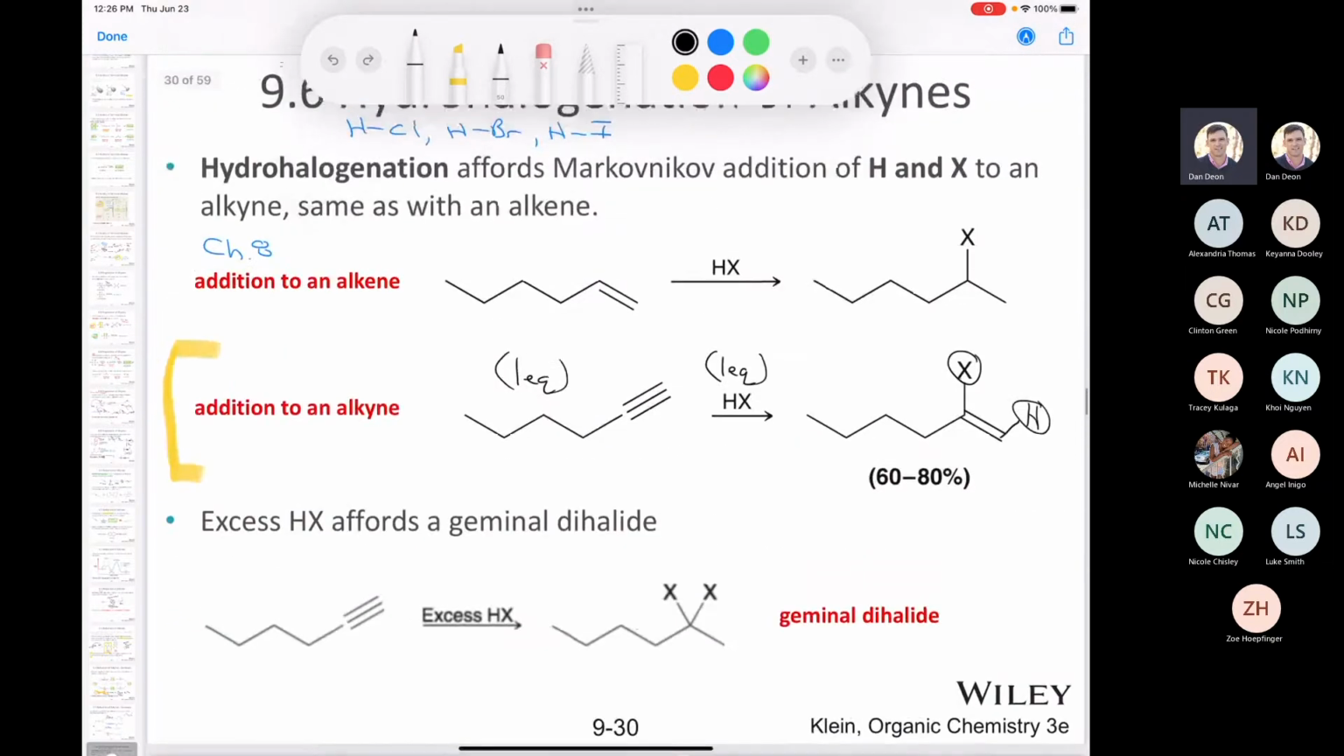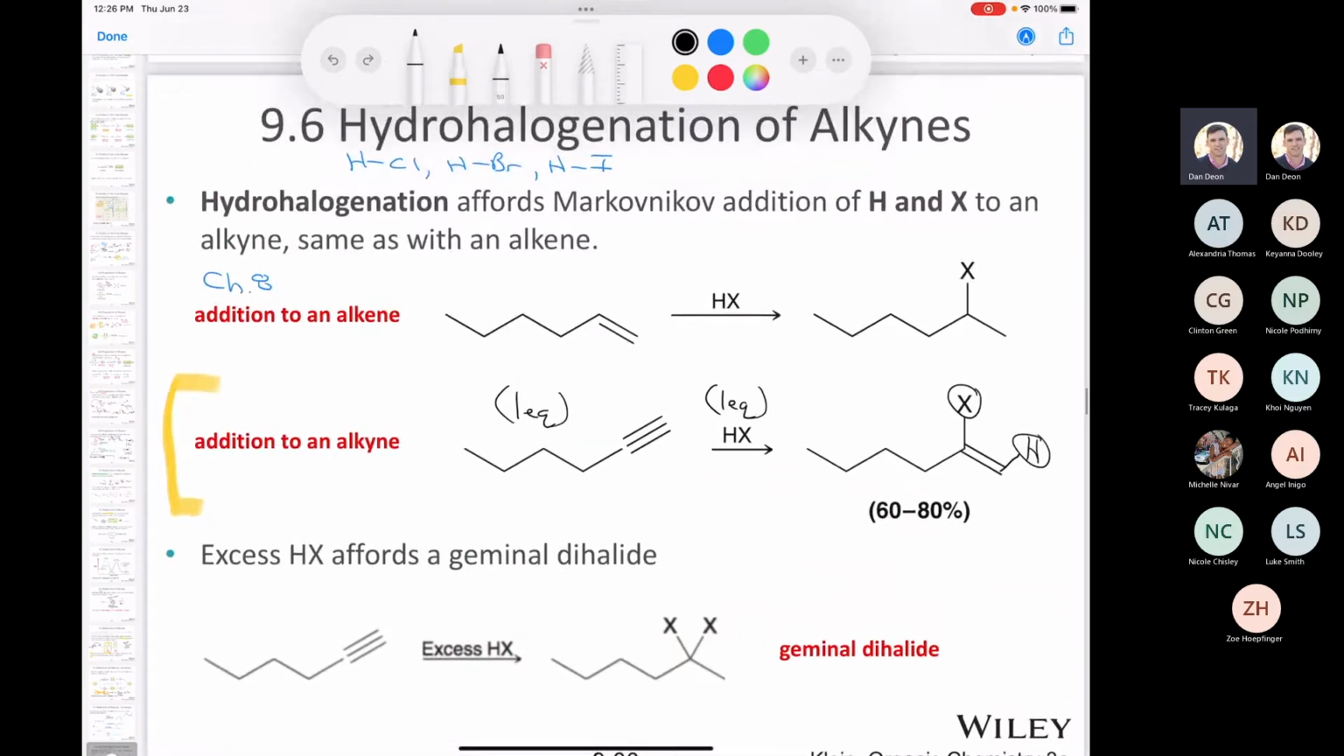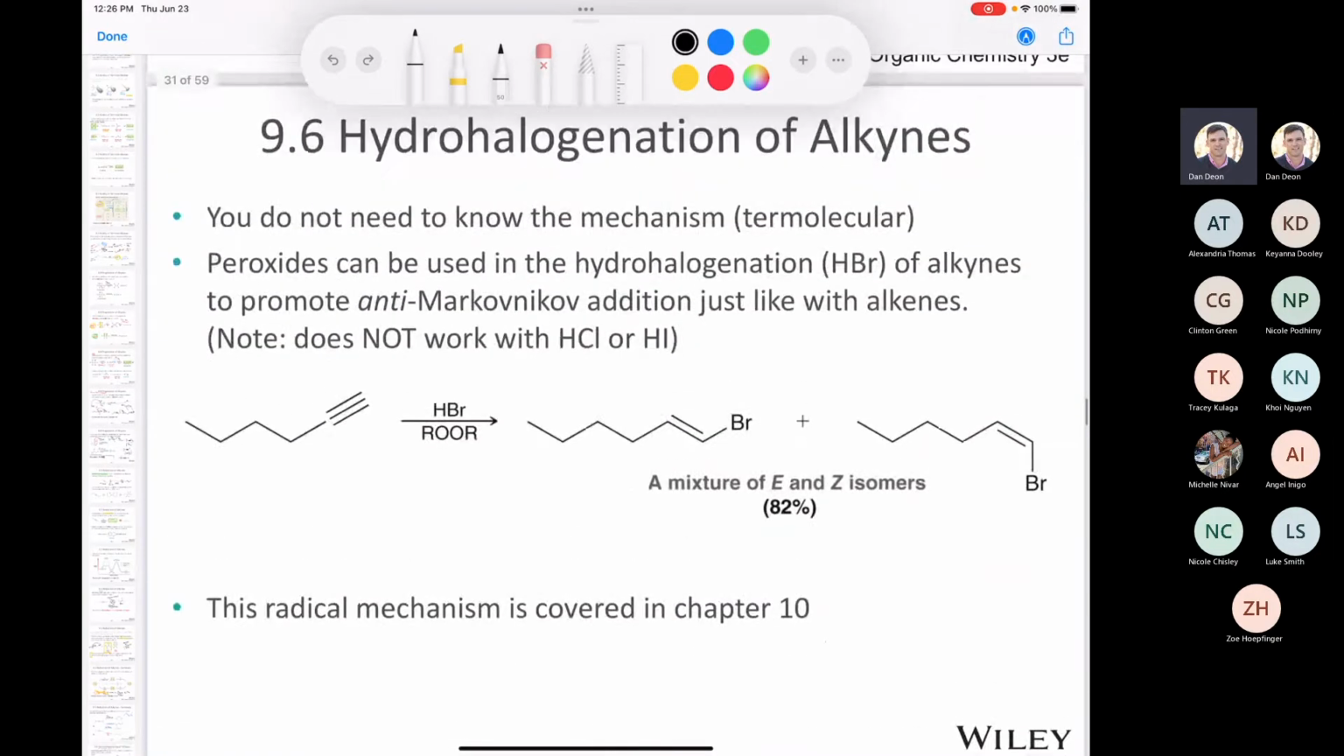You do not need to know the mechanism of these. So basically, I'm not going to ask you the mechanism of this. Don't worry about that. If there's a mechanism you need to know, I'll tell you.